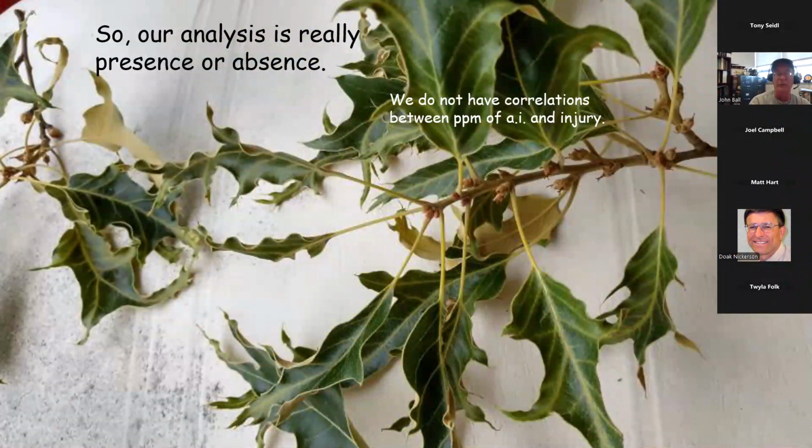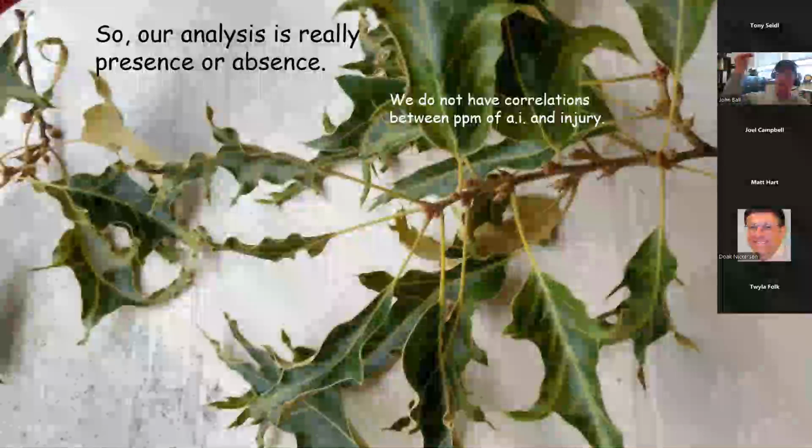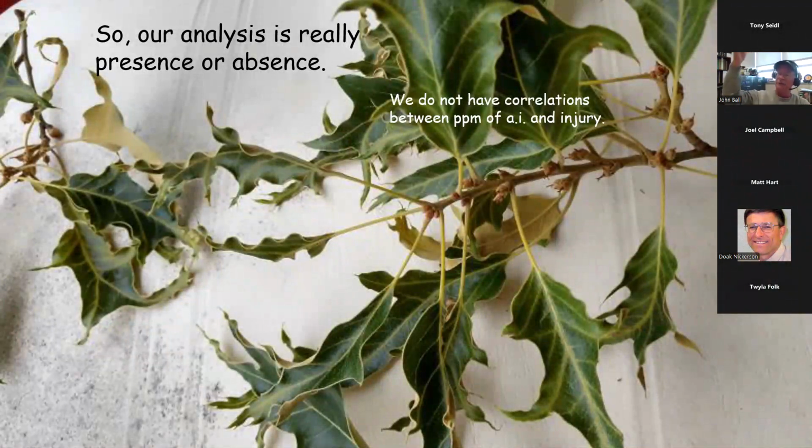So this is an important one. Really, our analysis is really presence or absence. We do not have correlations for parts per million of active ingredients and injury. In other words, and this is something attorneys always ask, well, you found 20 parts per million in the leaves. What does that mean? That means we found it. Well, does that mean it can be associated with damage? Yes, but we can't tell you, oh, this many parts per million you get this damage, this many parts per million you get this much more damage, this many parts per million the plant dies.